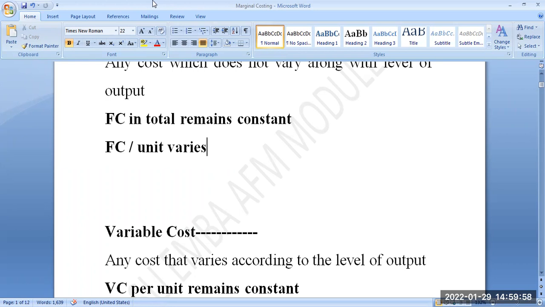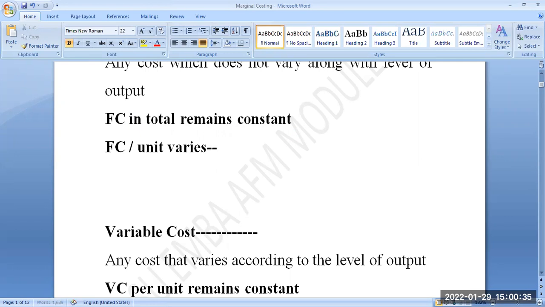1 rupee. Suppose there is no order, I cannot produce 1000 units. I am producing only 200 units. Now what is the rent per unit now? 5 rupees. So that 5 rupees is nothing but the fixed cost of rent per unit. But even if you produce 0 units one day, say Sunday closed, that day also you have to pay a rent of 1000 rupees. So fixed cost in total remains constant and fixed cost per unit varies.